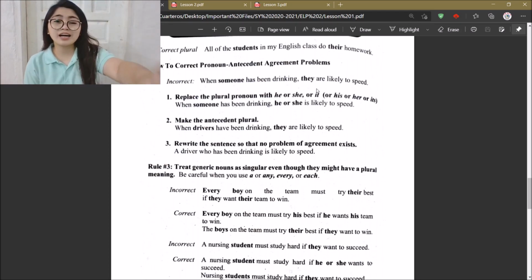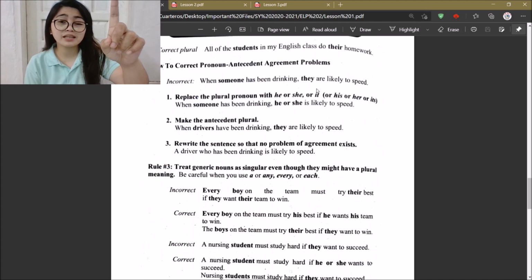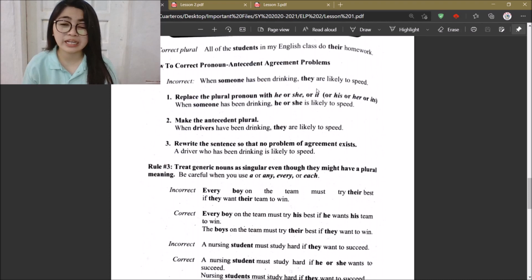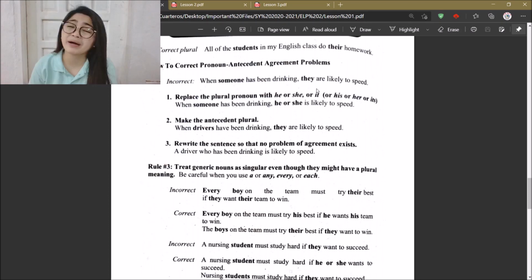So, ang gagawin natin, first thing that we can correct this sentence is to replace the plural pronoun with he or she or it. Okay? So, when someone has been drinking, he or she is likely to speed. Pero, tama na yan ha. Grammatically correct na yan. Pero minsan kasi parang ang awkward pakinggan ng he or she. Di ba? Especially pag ginagamit natin siya sa speaking. Parang he or she. Parang pag nakikinig ka, parang mas nahihirapan ka tuloy intindihin.